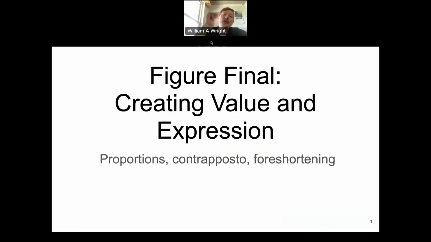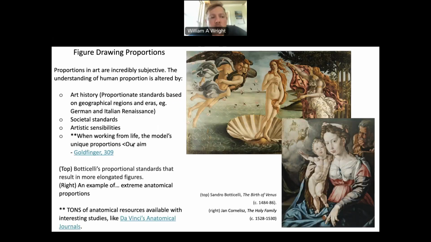Okay, figure final, creating value and expression while drawing, specifically the full figure. We're going to talk about things we've already discussed: proportions, contrapposto, and foreshortening, but we'll dig into them a little deeper and just remind ourselves about them. We've already talked about expression and impressionism and all that kind of stuff in previous units. So, pretty chill.